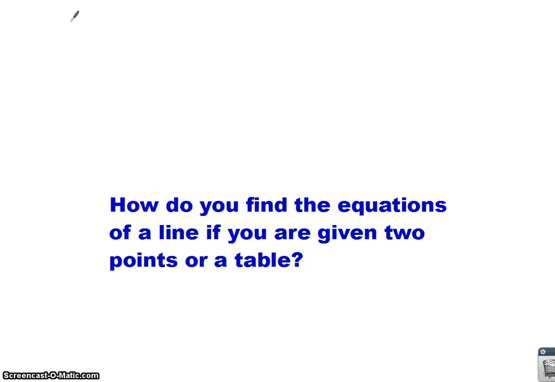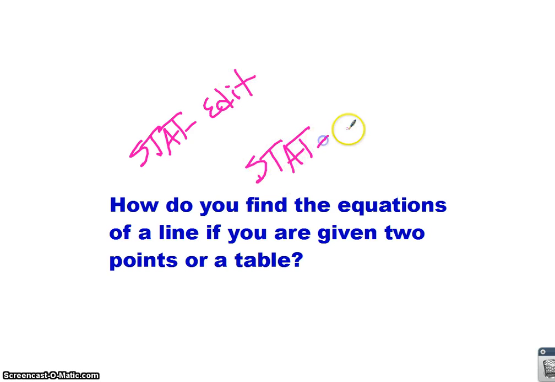How do you find the equation of a line if you're given 2 points or a table? You're going to use stat. You're going to go to stat edit and put the points in. Then you're going to go back to stat, go over and choose calc 4 for linear regression. A is the number in front of x, B is the number at the end of the equation.